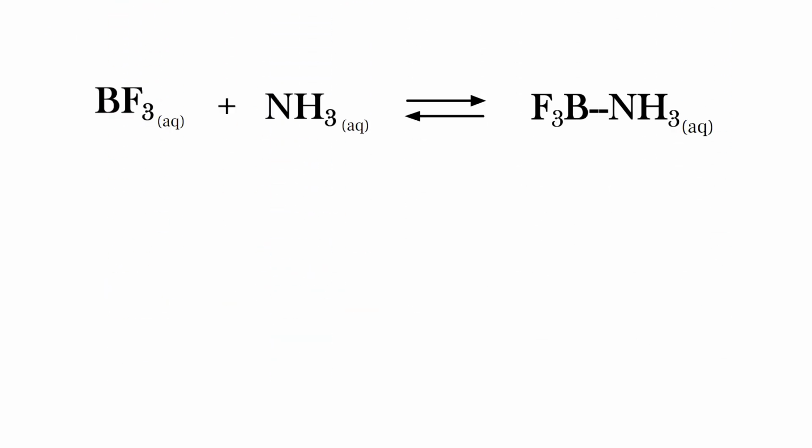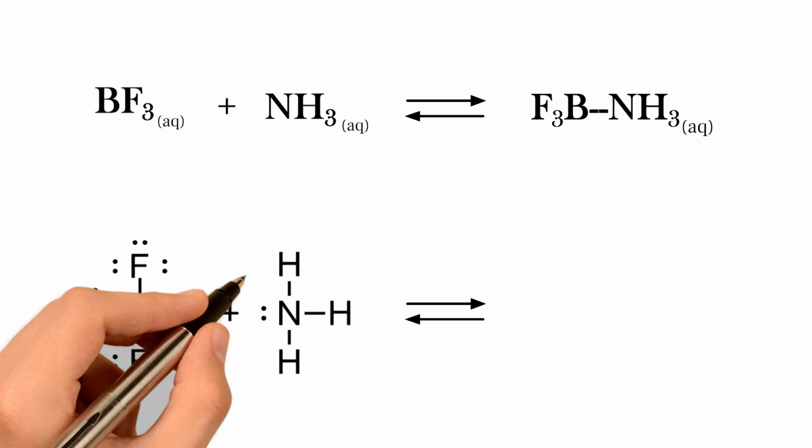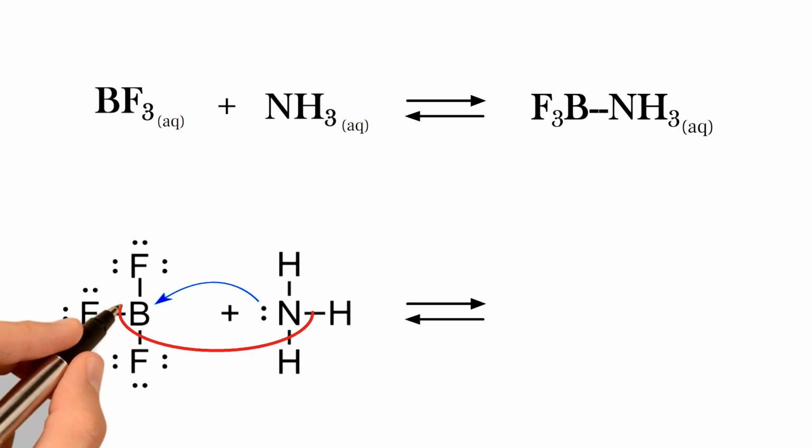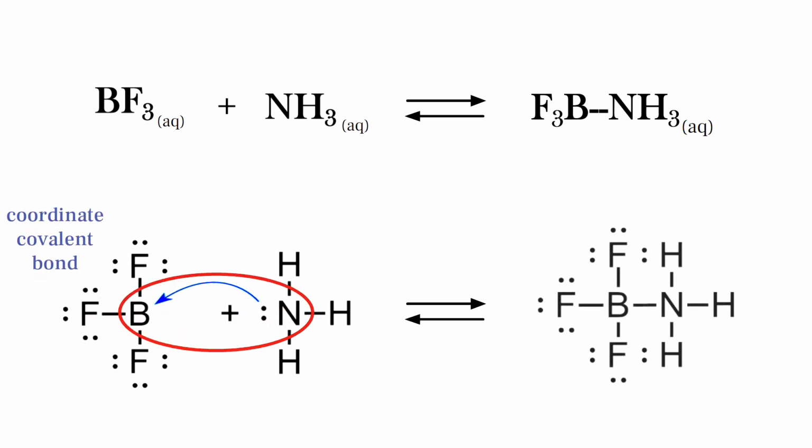Another example, as we can see, the ammonia molecule has a pair of non-bonding electrons, so it will donate it to boron, and a coordinate covalent bond will occur between them. BF3 is the acid because it's the acceptor of a pair of non-bonding electrons, whereas NH3 is the base because it's a donor of a pair of non-bonding electrons.